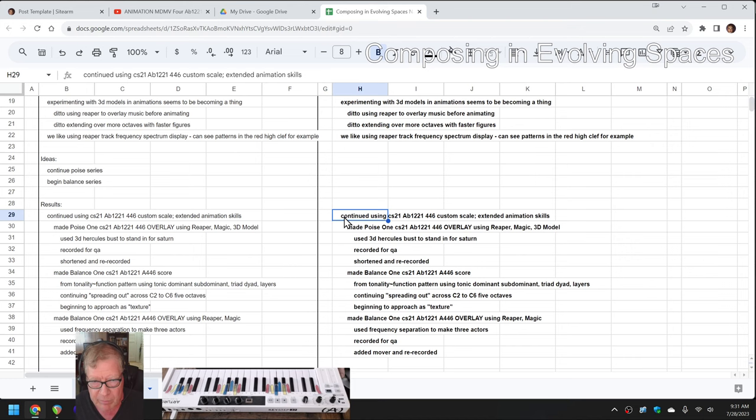We made something called Poise, which we just showed you, using a 3D Hercules bust to stand in for Saturn, because we were looking for a Saturn. We also made a Balance 1 score, which we haven't played for you yet, where the animation is using something different. And we made versions of that also with overlays. So let's highlight a few things.